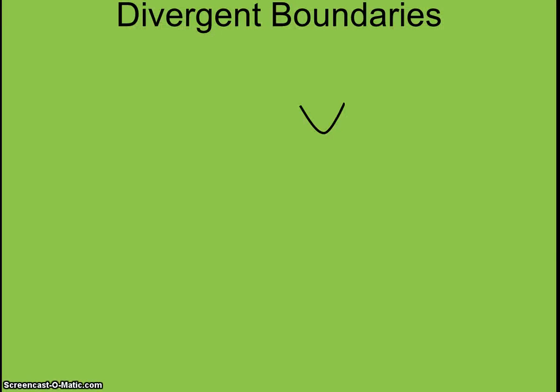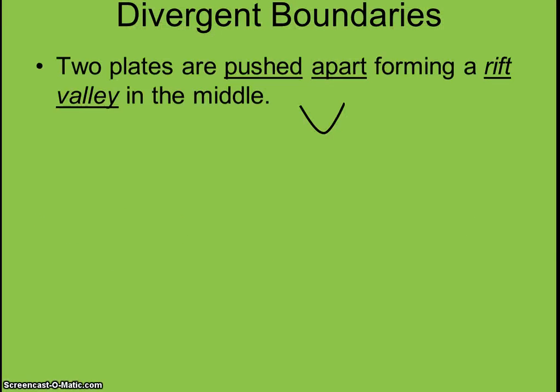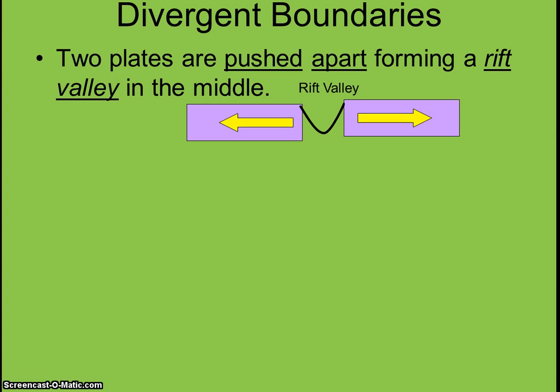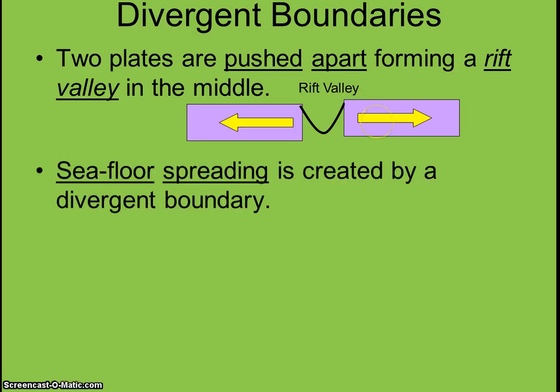Now, the other type of boundary is called a divergent boundary. And in a divergent boundary, you have two plates that are moving away from each other. So put some arrows there. And also, I want you to fill in, you see, between them, it pulls the crust and makes the crust thinner and sinks down. So that creates a rift valley.